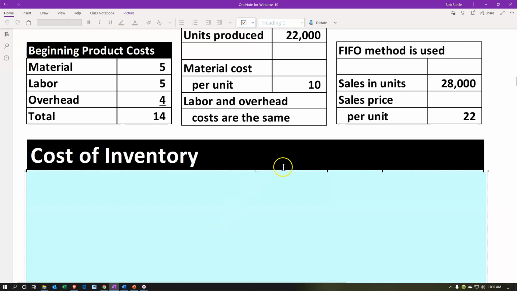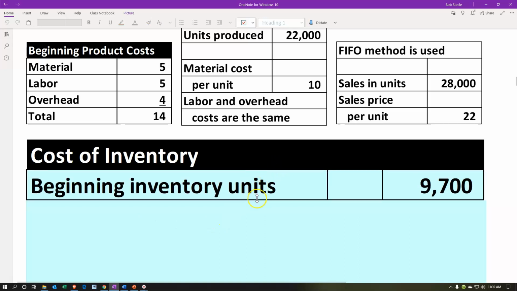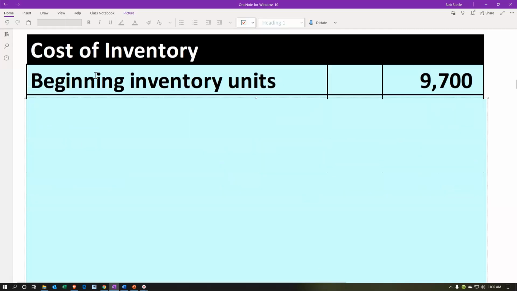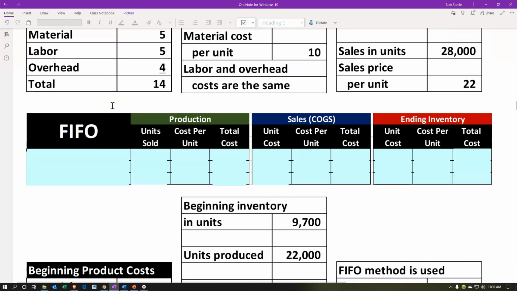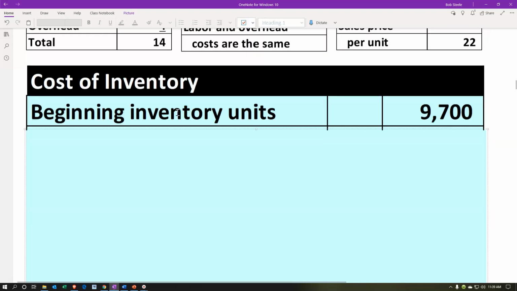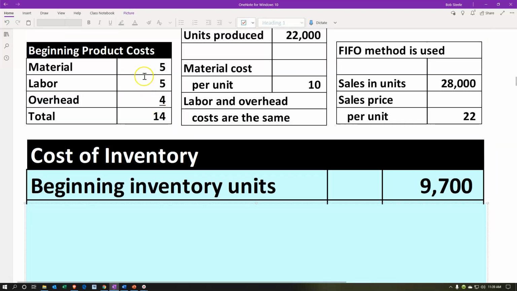We've got the cost of the inventory, the beginning inventory. We're just going to break out these sections of the cost of the inventory that we are producing, and then we'll go through our flow assumptions using that information in our flow assumptions table, which will look like this, breaking that out into the product, sales, and ending inventory sections.